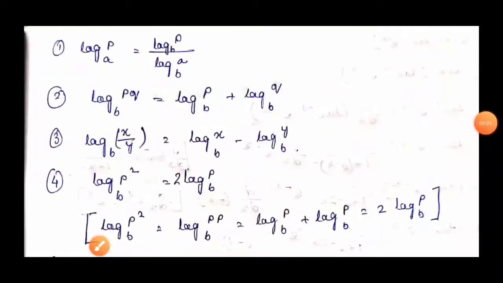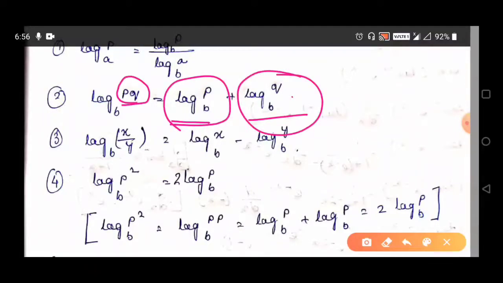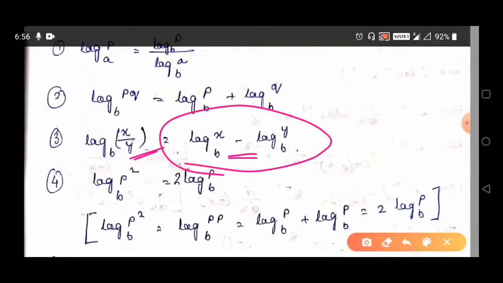Here some formulas are there. Log p base a is equal to log p base b by log a base b. Log pq base b is equal to log p base b plus log q base b. So whenever multiplication is given, we can write it as addition. Log x by y base b is equal to log x base b minus log y base b. So whenever division is there, we have to write it as subtraction.